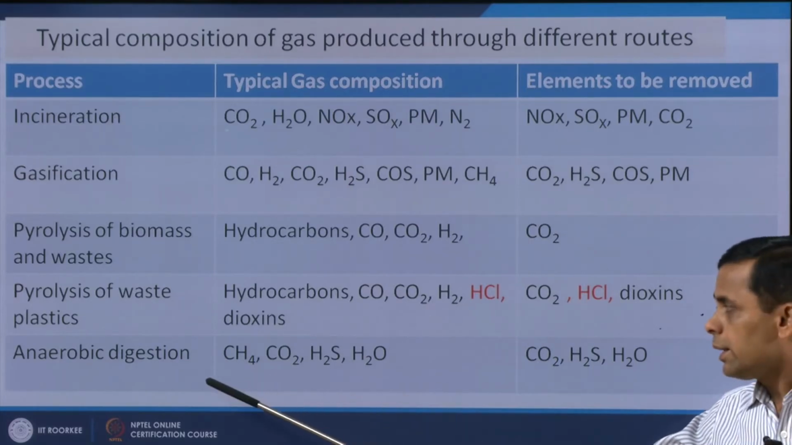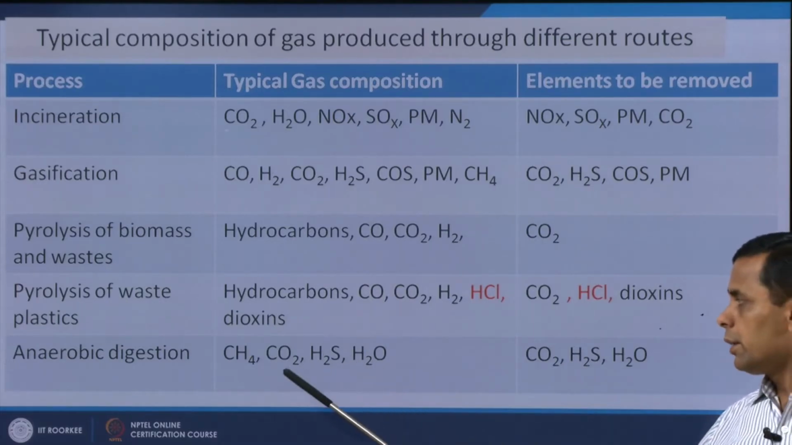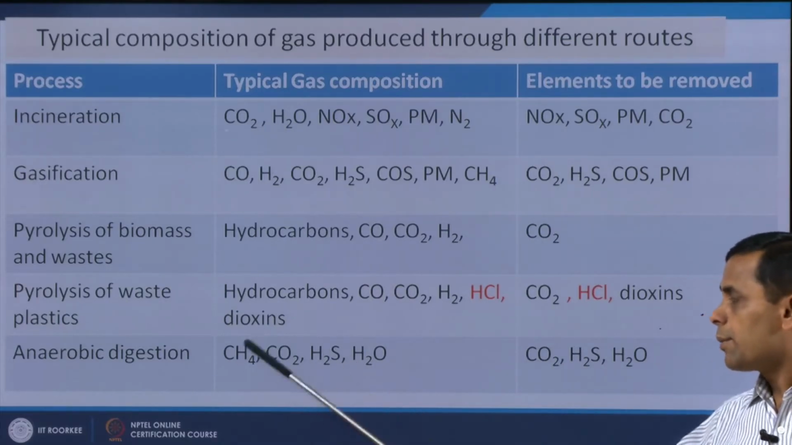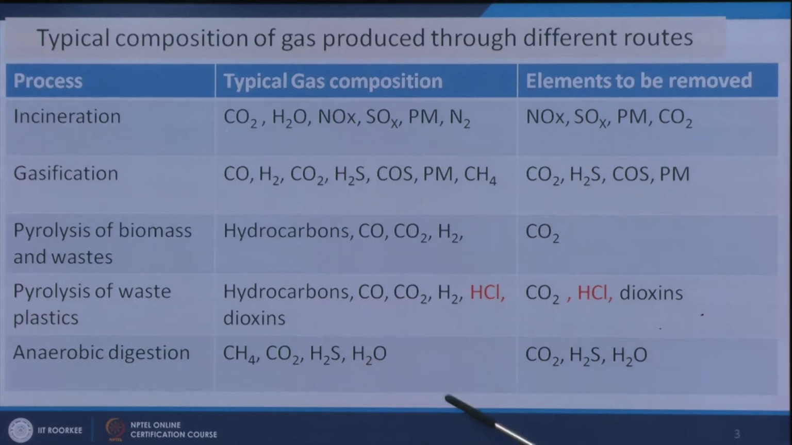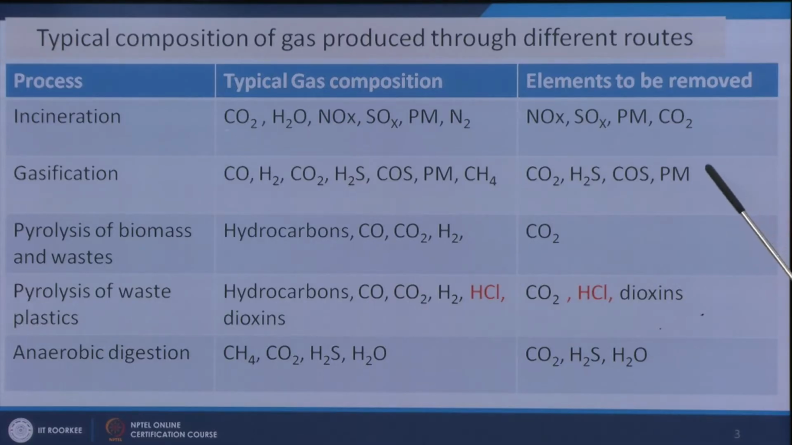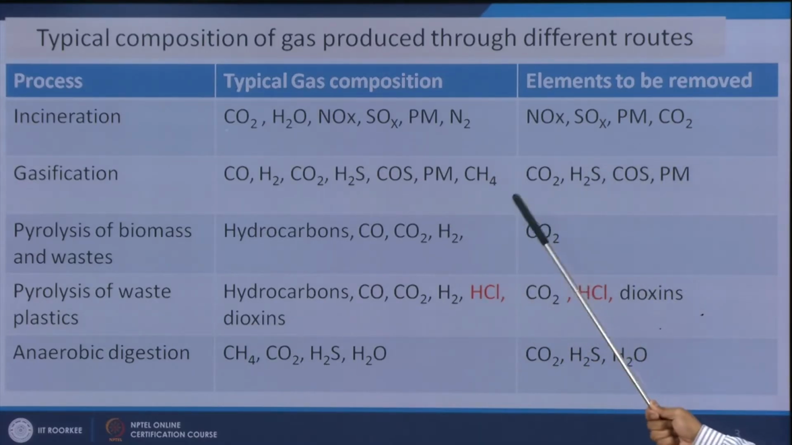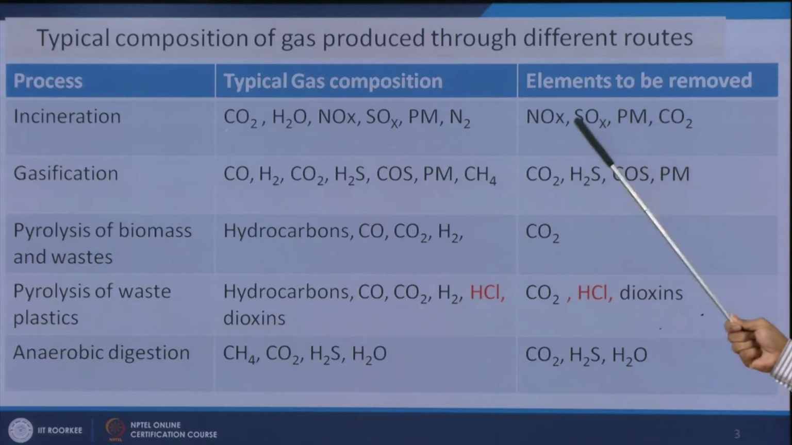For anaerobic digestion we get biogas. That will contain mainly CO2 and CH4. Apart from this, small amounts of H2S and H2O are normally available. So, we have to remove H2S, CO2 and H2O. So, these are the elements we need to remove, here we see PM and other gas molecules. The CO, COS and H2S removal from the gasification gas, that is syngas, we have already discussed in our gasification module. So, we will concentrate on PM, CO2 removal, NOx and SOx removal.